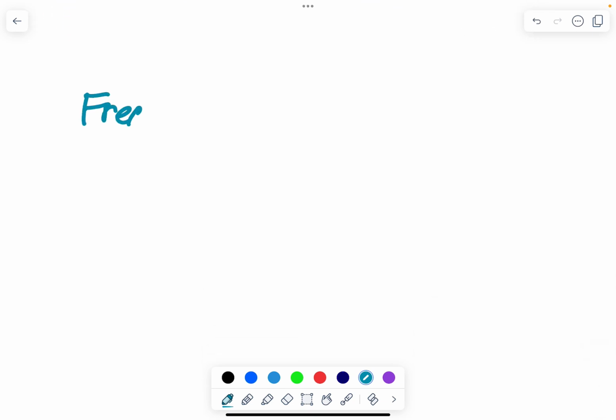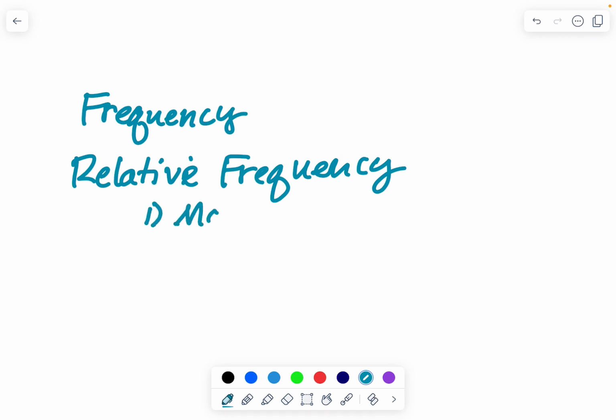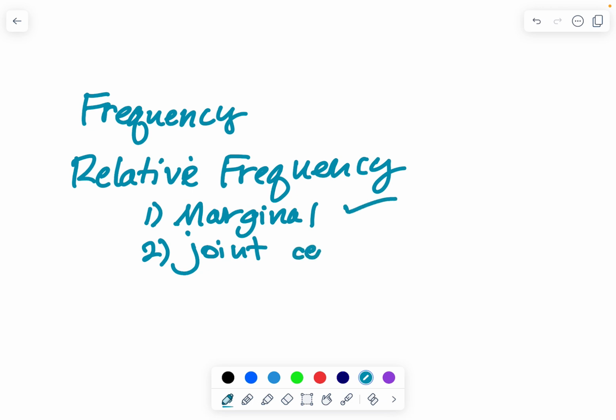We have frequency tables. There are relative frequency tables. And relative frequency can be categorized as being marginal or joint, depending on where the information is in the table, if it's in the margins or if it's in the center where you're joining two categories.